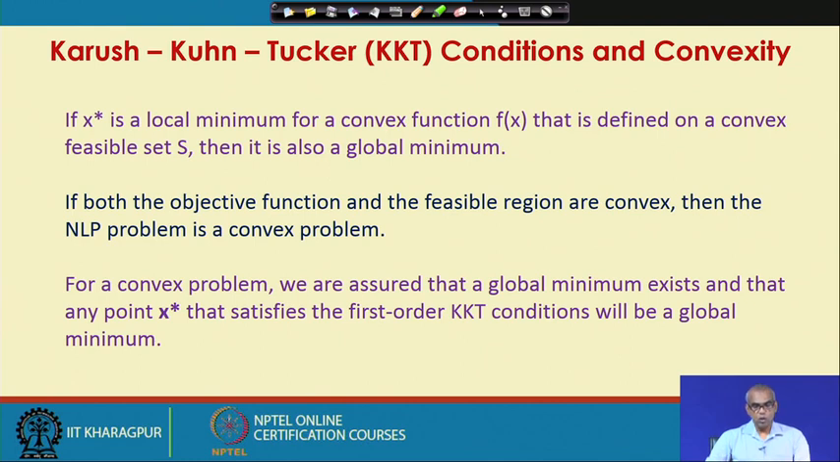For a convex problem, we are assured that a global minimum exists and that any point x star that satisfies the first order KKT conditions will be a global minimum. So, for a convex problem, the first order necessary KKT conditions also become sufficient conditions for a global minimum. Note that in a linear programming problem, the objective function is linear, all the constraints are also linear. So, this is a convex problem, and you are assured that a global minimum will exist for a linear programming problem.